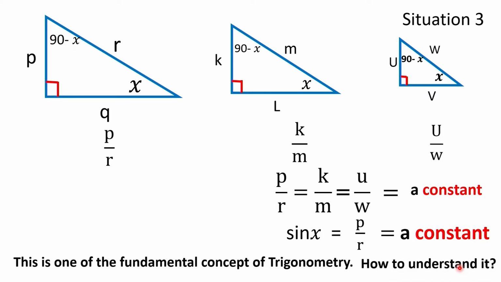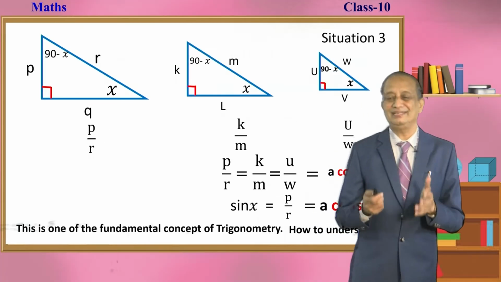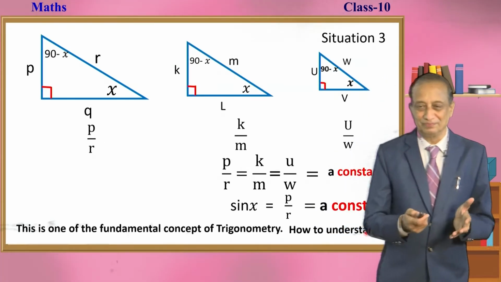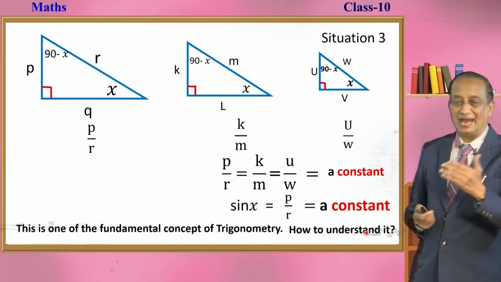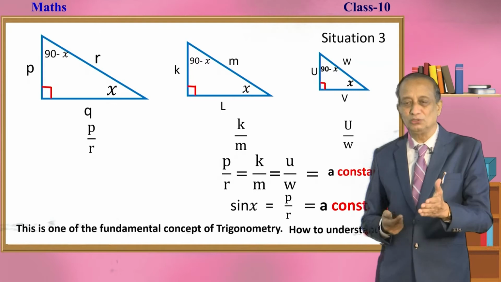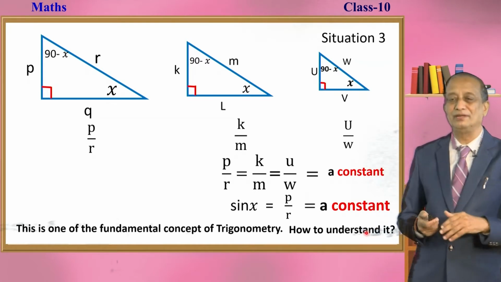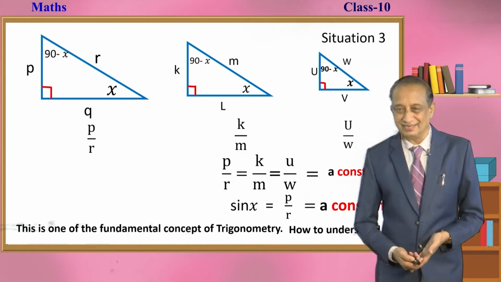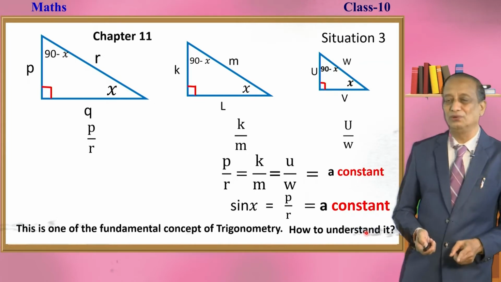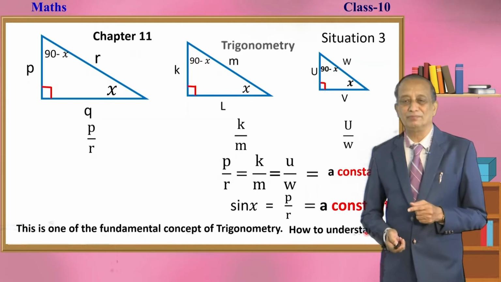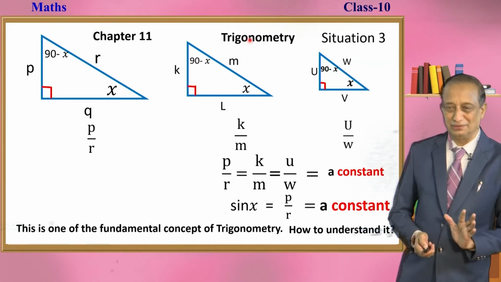Okay. So, how to understand this is the challenging question for you. How p by r, k by m, u by w, if the angles are equal, the ratios between p and r, k by m, u by w are equal to a constant. You need to understand this. Okay. This we are going to share with you in chapter number 11 called trigonometry.